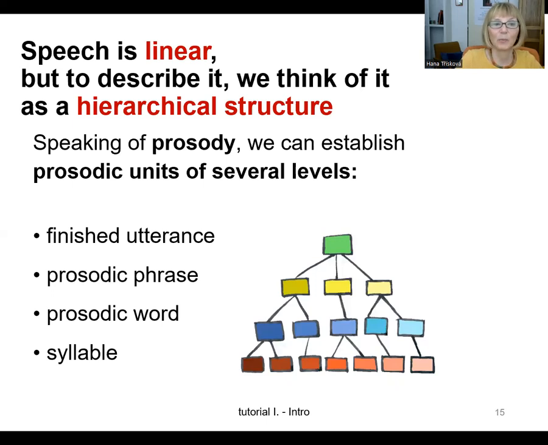Speech is linear, but to describe it, we think of it as a hierarchical structure. Speaking of prosody, we can establish prosodic units of several levels. The smallest prosodic unit at the lowest level is a syllable. Syllables join together to create prosodic words, and a yet larger unit is a prosodic phrase. And the largest prosodic unit, at least for our purposes, is a finished utterance.